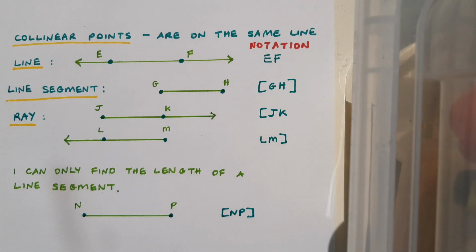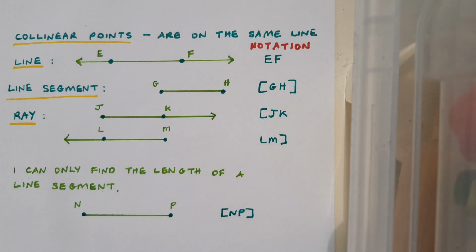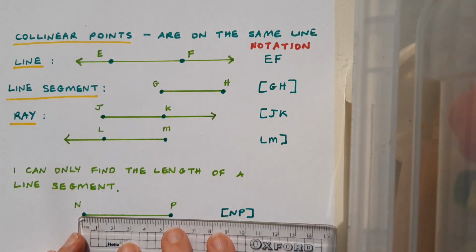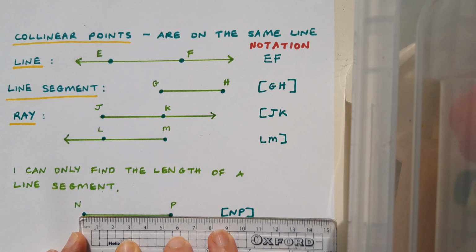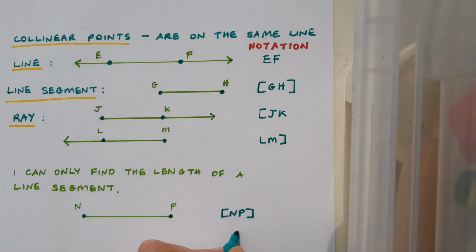So since this line segment is finite, it has finishing points, I can find out how long it is. So I'm going to use my ruler to measure this as accurately as I can. And in this case, it looks to me like NP is about 5.4 centimeters long. But I can actually use notation to indicate that I'm talking about the length of NP. So I don't have to say in words, the length of NP is 5.4 centimeters. I can write that in a much shorter way.